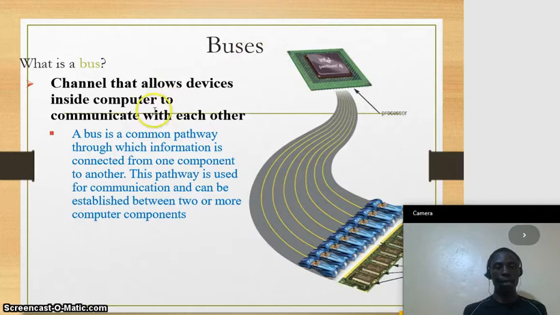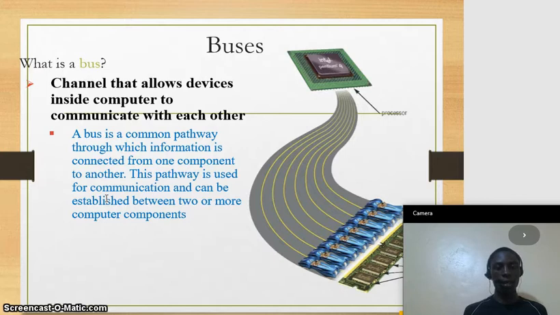It is a channel that allows devices inside the computer to communicate with each other, from one device to another, from the memory to the CPU, from the hard disk to the CPU, from the keyboard to the CPU, like that. So they are called buses. A bus is a common pathway through which information is connected from one component to another component in the systems unit.